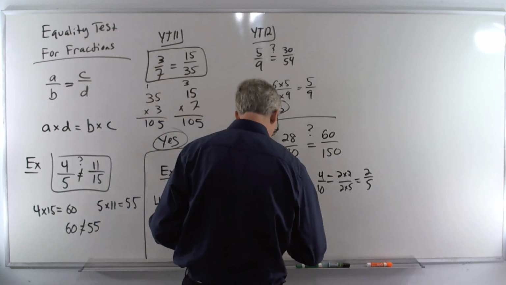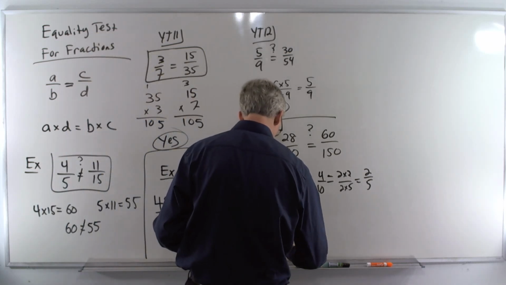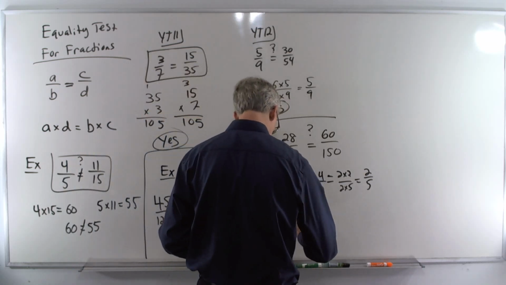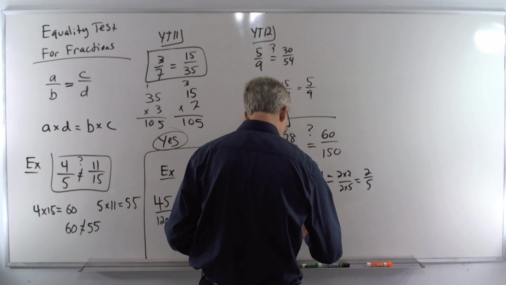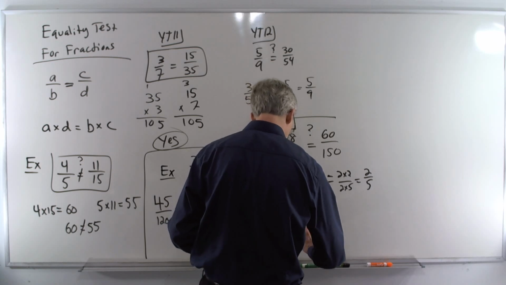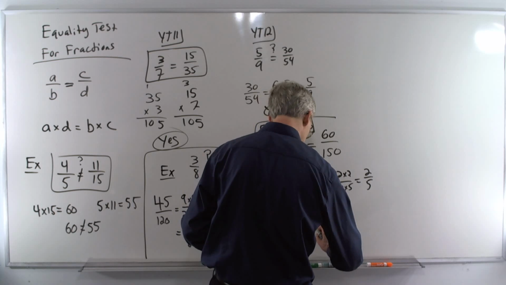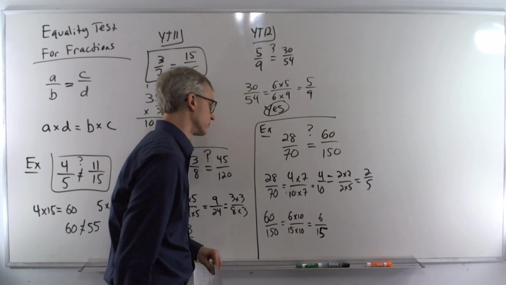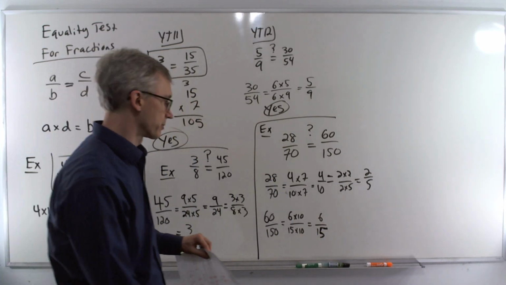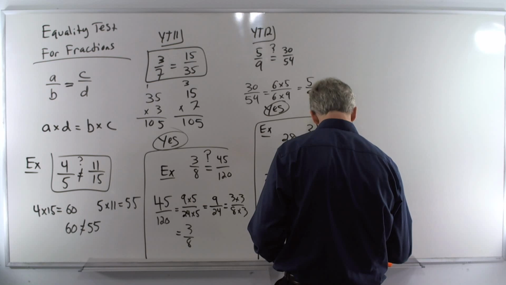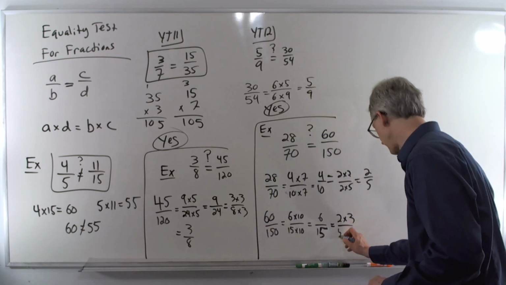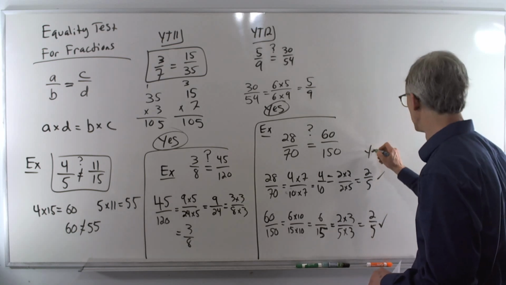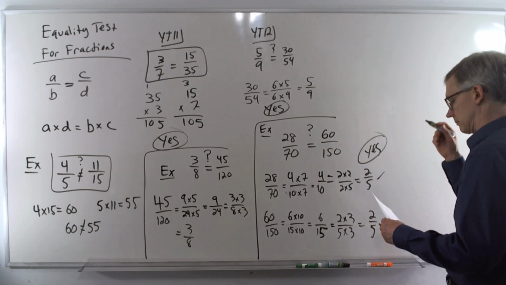Next up, 60 over 150. I'm going to do it in 2 steps because it looks like we have an easy one here. 6 times 10 and 15 times 10. Multiplying by 10 is always easy. So that gets us down to 6/15. And both of those are divisible by 3, so we go 2 times 3 on top and 5 times 3 on the bottom and get 2/5. So those are equal and the fractions are equal.